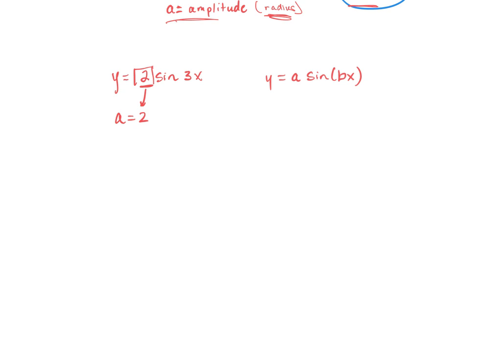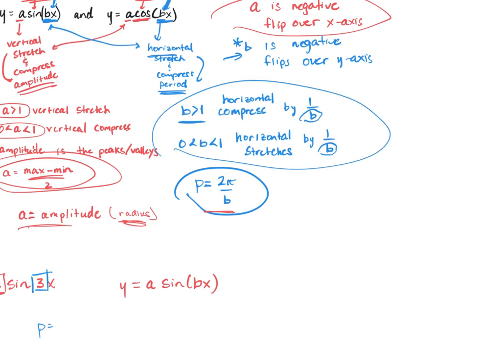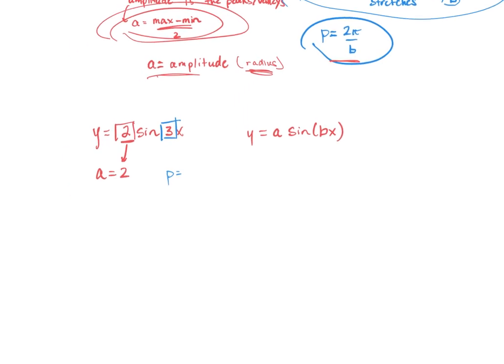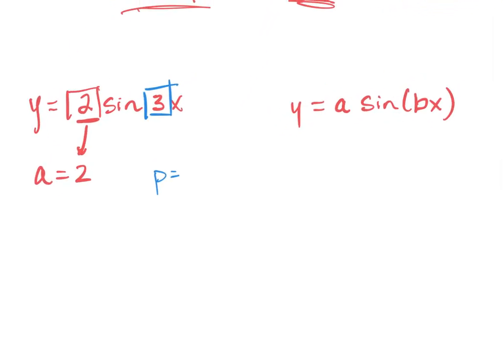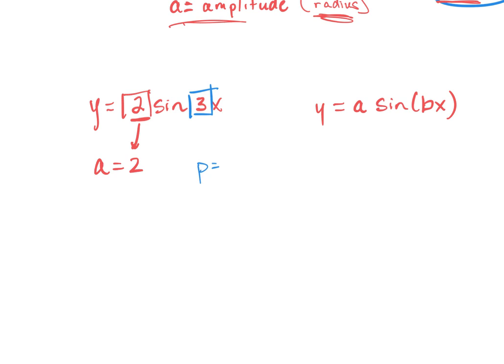B, which I'm going to do in blue, I'll continue to use blue, is related to your period. Remember we said it horizontally stretches or compresses by the reciprocal. So it seems like it would stretch it by 3, but it actually compresses it by 1/3, because you got to do the reciprocal. Now we know the period for sine and cosine was 2 pi, so we got to take 2 pi divided by b. You're going to need this little formula, 2 pi divided by b. But if you learn the rule, you don't need to memorize the formula. You just know how it works.